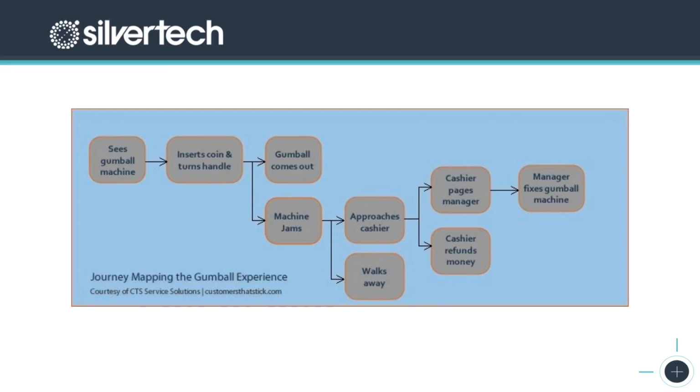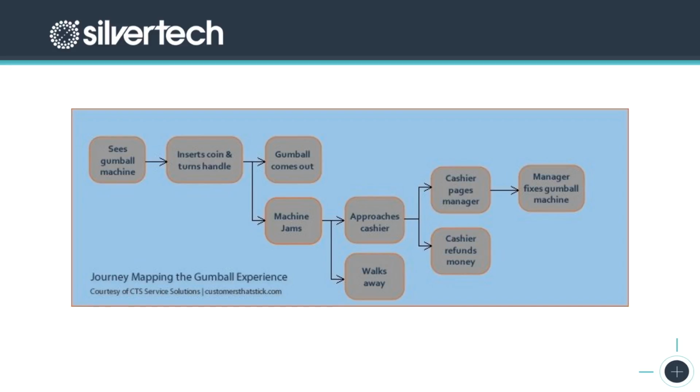So customer journey mapping, it's imperfect. You can't possibly map every single interaction, every single touch point. But take, for example, this seemingly simple customer journey of a gumball experience. At first thought, you might be inclined to think, well, it's only got two steps. You put a coin in and you get a gumball. But what happens if the machine breaks? Where does the customer go? And do you have a process in place?